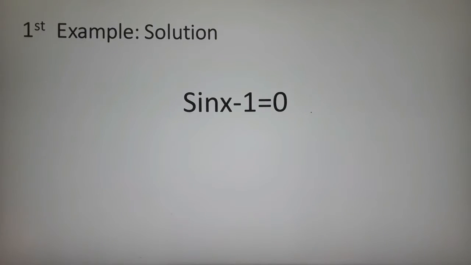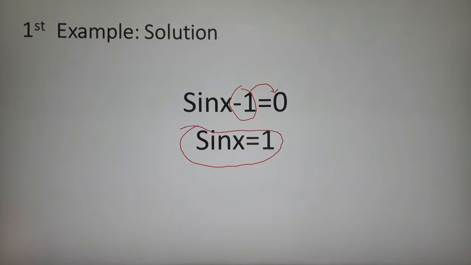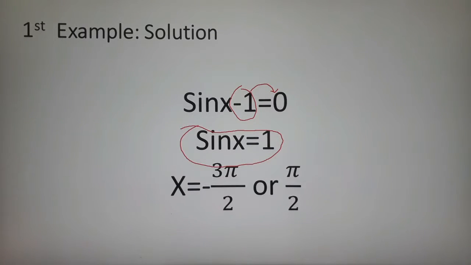First example is sine x minus 1 equals 0. First, you have to transpose negative 1 to the other side, then sine x equals 1. The final solution is found on the unit circle, wherein the sine is equal to 1, so negative 3 pi over 2 and pi over 2, or negative 270 degrees and 90 degrees.